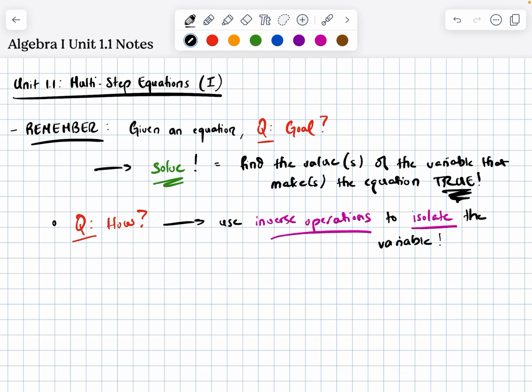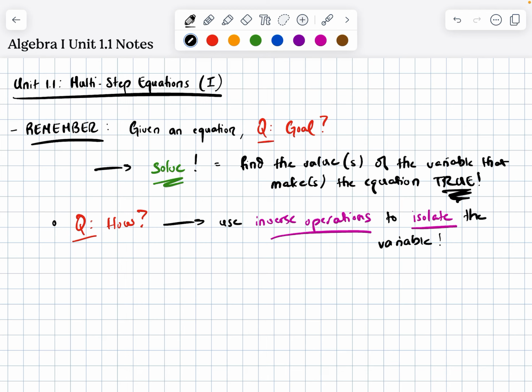Very nice. So we're going to amp it up a little bit. We've talked about simple equations. Let's talk about some multi-step equations with a few more steps between us and the isolated variable we want. So the title of our lesson today, Unit 1.1, our first class of Unit 1, let's talk about some multi-step equations, Part 1.